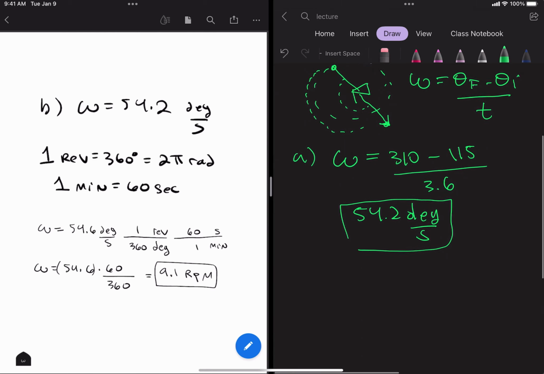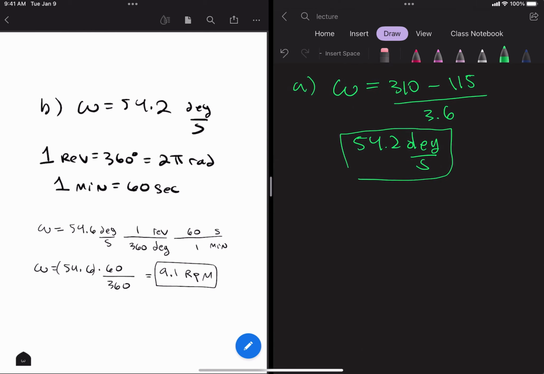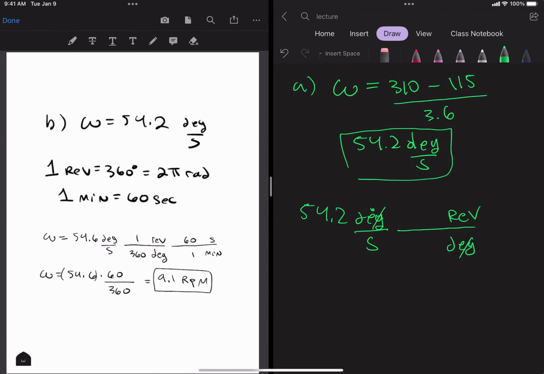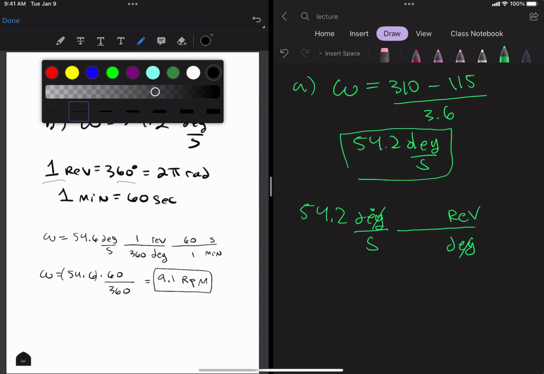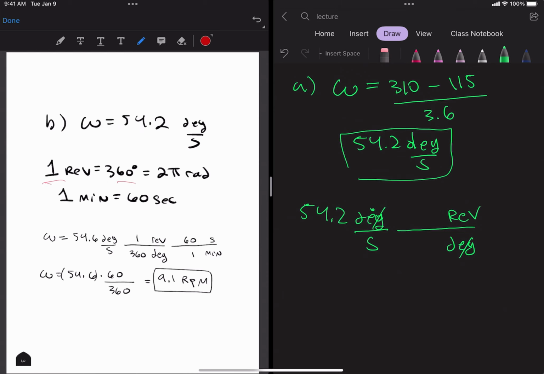For part B, we just need to convert degrees per second into RPMs. So we have 54.2 degrees over seconds. For us to convert degrees, degrees is on top, so put degrees on the bottom to cancel. And we're going to go from degrees to revolutions. The conversion is 1 revolution is 360 degrees. So then we'll put 1 next to rev and 360 next to degrees.